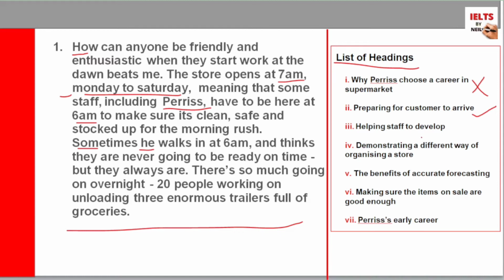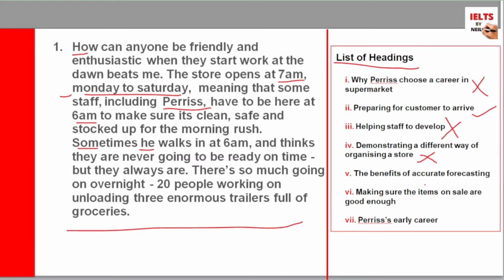Next one is helping staff to develop. Not really, they're not telling anything about helping the staff. Okay, demonstrating a different way of organizing a store. So basically in this one, they are talking about cleaning, stocking up, and getting ready, but not the organizing. They are talking about cleaning, getting stock, and getting ready for the morning rush. So that's a no as well.